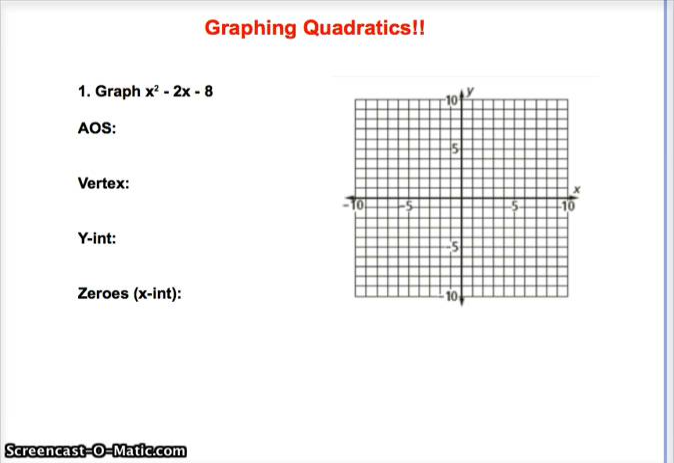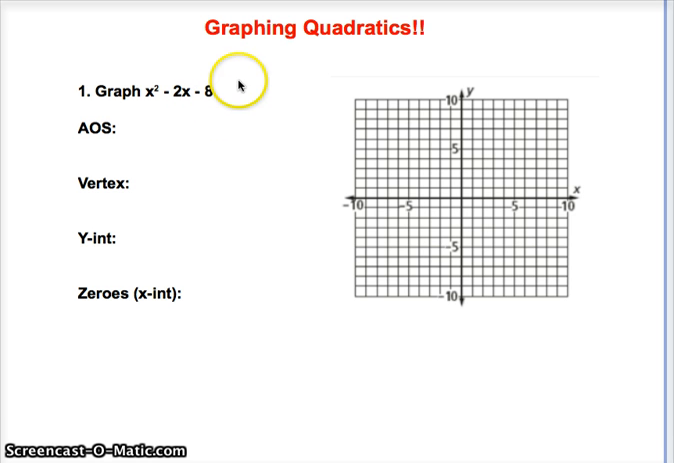Hey everyone, welcome to our lesson about graphing quadratics. In today's lesson, we will review how to find the axis of symmetry, the vertex, the y-intercept, and the zeros, and then we'll put it all together to graph our parabola. So let's get started. The first question asks us to graph the quadratic x squared minus 2x minus 8.